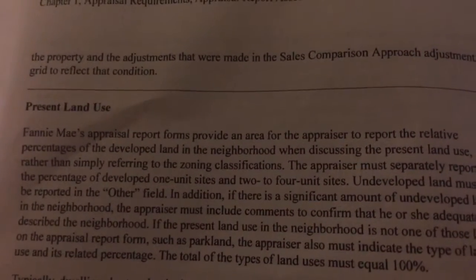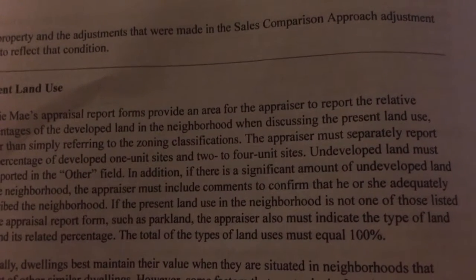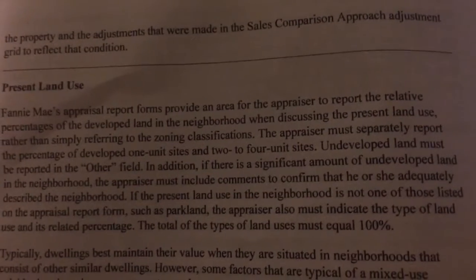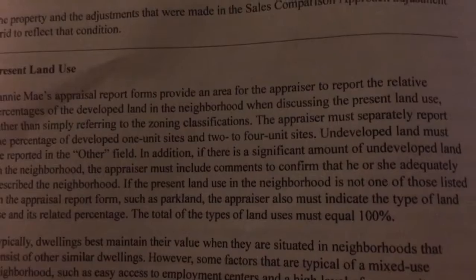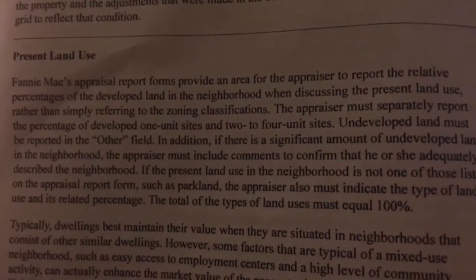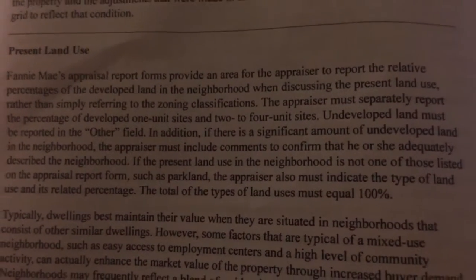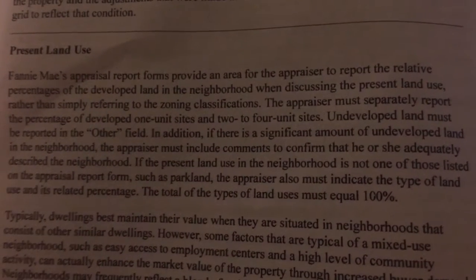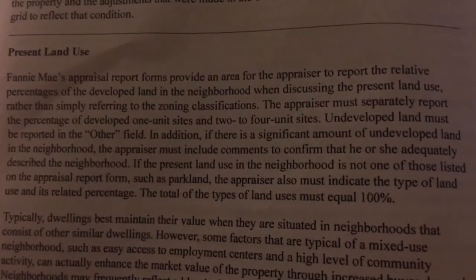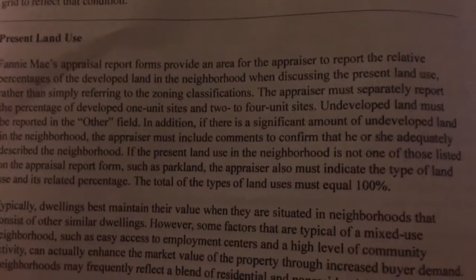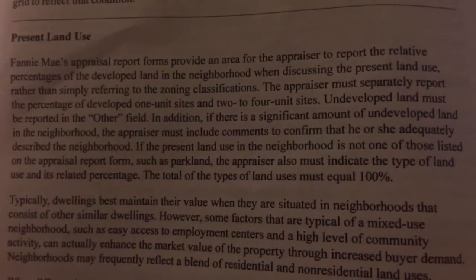Present land use. Fannie Mae's appraisal report forms provide an area for the appraiser to report the relative percentages of the developed land in the neighborhood when discussing the present land use, rather than simply referring to the zoning classifications. The appraiser must separately report the percentage of developed 1-unit sites and 2 to 4-unit sites. Undeveloped land must be reported in the other field.